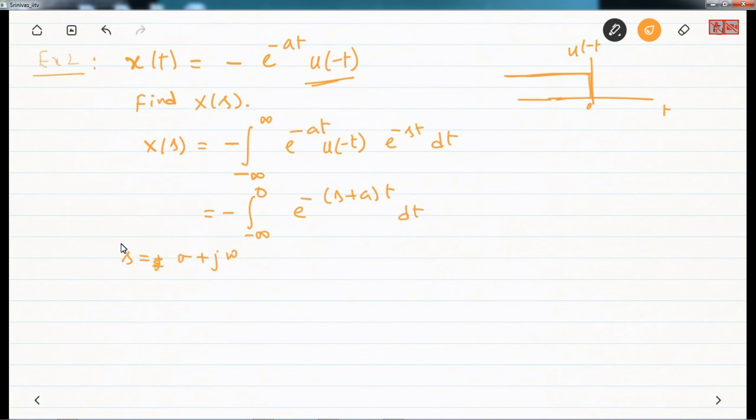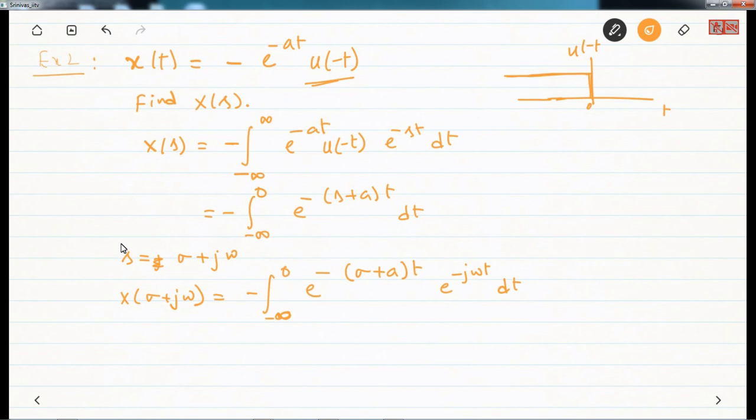So let's put s equal to sigma plus j omega, so that this becomes the integral from minus infinity to zero of e power minus (sigma plus a) t e power minus j omega t dt. See, simply I have put s equal to sigma plus j omega, so this exponential becomes e power minus (sigma plus a) t e power minus j omega t dt.